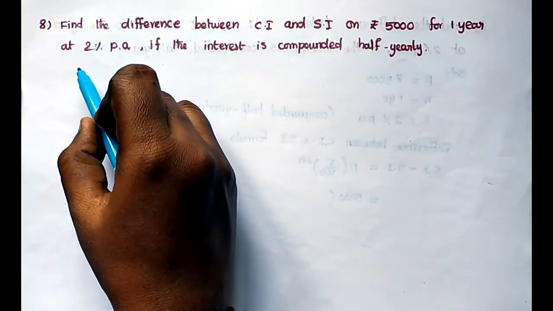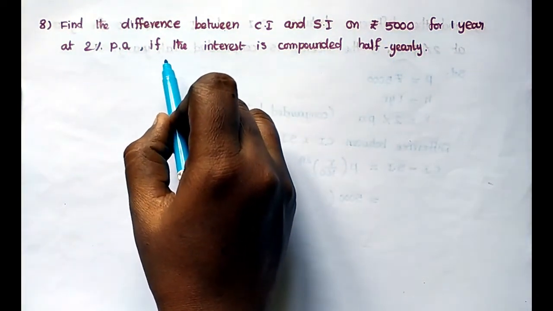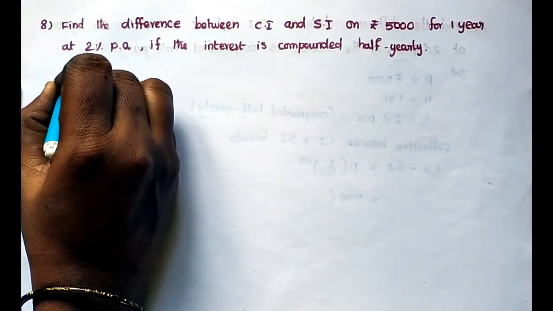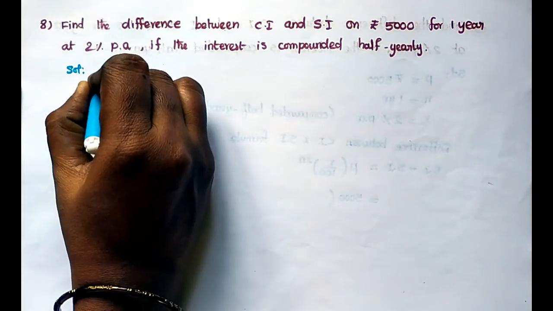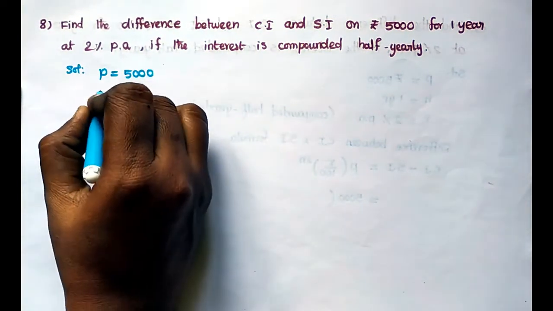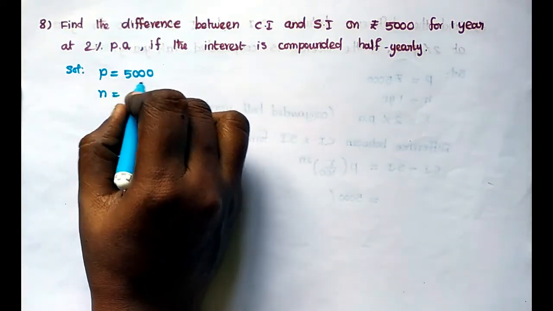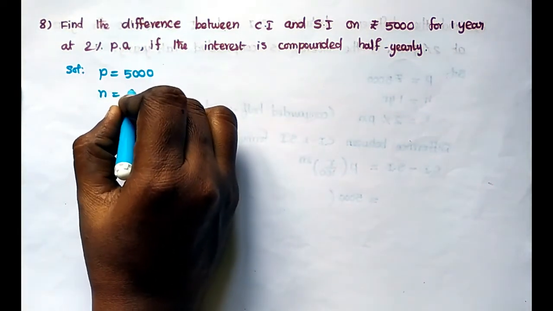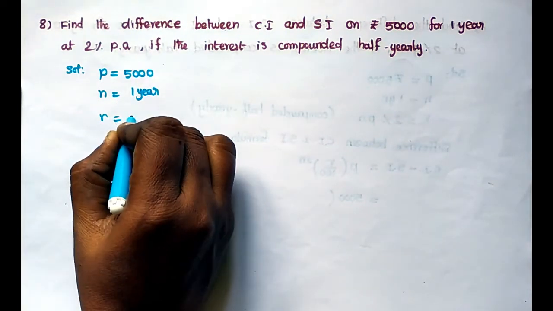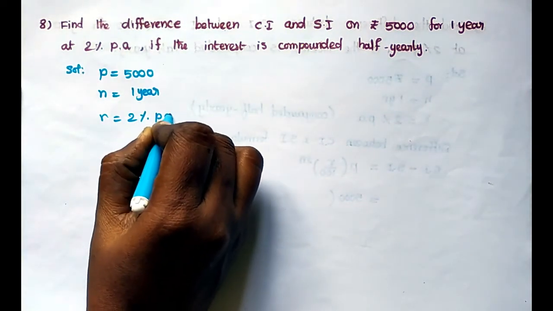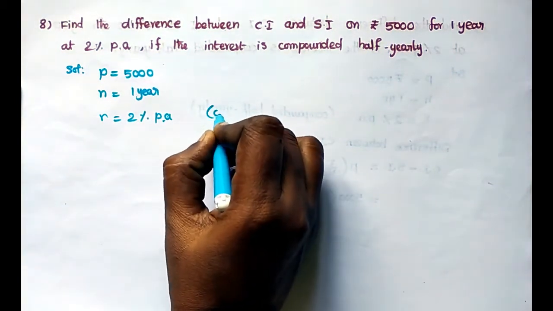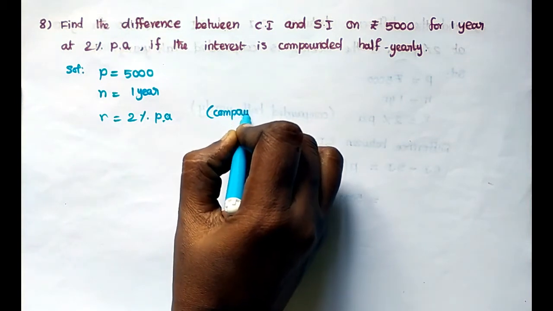year at 2% per annum if the interest is compounded half yearly. Listen, first write down what they given. Principal P equal to 5,000 rupees, n equal to number of years, that is 1 year, and rate of interest 2% per annum. Per annum means per year, and given compounded half yearly.